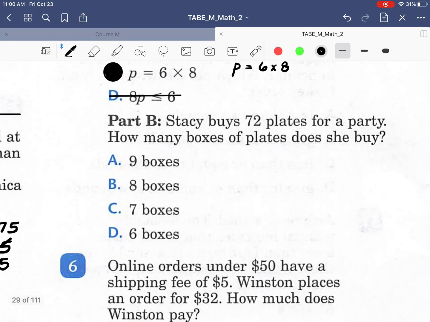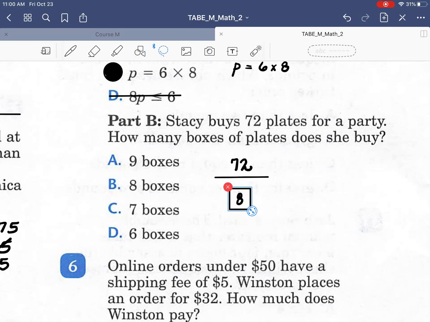Part B, Stacy buys 72 plates for a party. How many boxes of plates does she buy? Well, if she buys 72 plates and those plates are in boxes, that's 72 divided by 8, and that is 9 boxes. Again, that one is an equation, not an inequality.